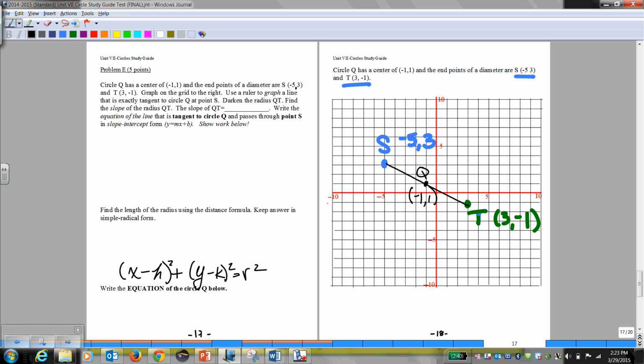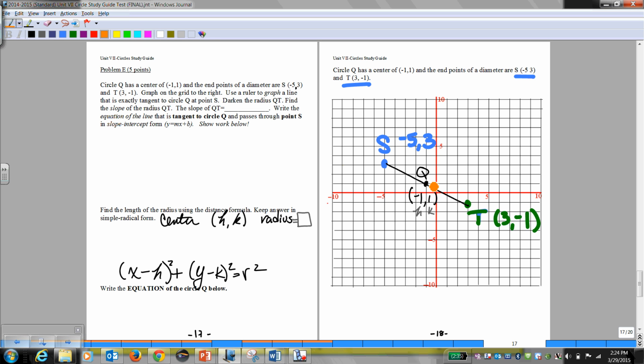Now, there's only two things you need here. You need a center, which is your h, k, and you need a radius. So let's look at what we've been given. We actually have been given our center. Our center is -1, 1. That's our h, k. If we didn't have our center, we would use the midpoint equation to find the middle of the diameter. But we do have our center, so we already have our h, k. What we don't have is our radius length.